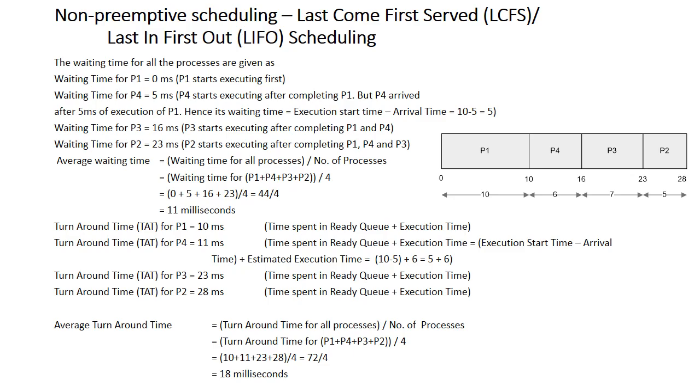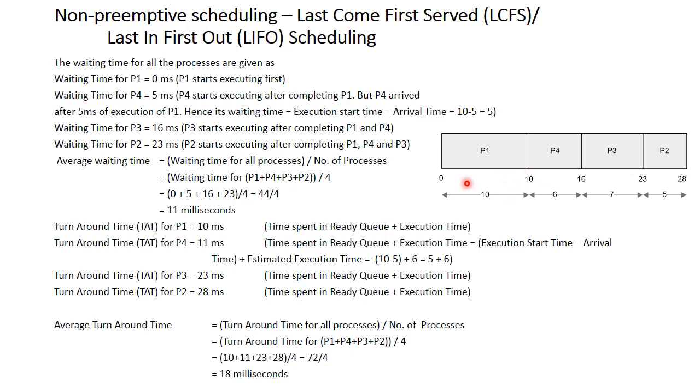Okay, now let us calculate the average waiting time and average turnaround time for the same example. So we have the figure here which was shown in the previous slide, the sequence of the processes in which they are executed. The waiting time for P1 is 0 millisecond because P1 starts executing first. Waiting time for P4 is 5 millisecond. So waiting time for P4 is not 10, it is actually 5 millisecond.